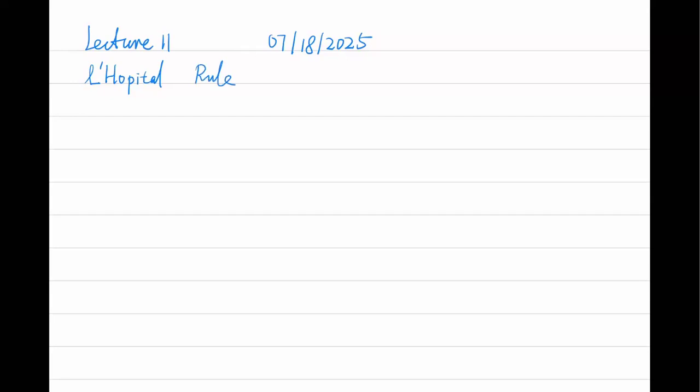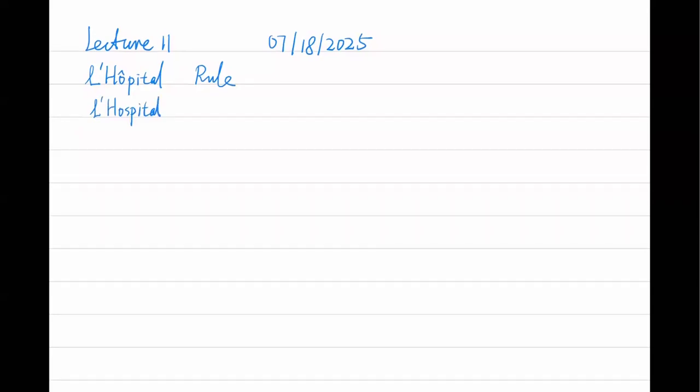Okay, Sophia, how do you pronounce this name? L'Hôpital. Okay, the L'Hôpital. So there's no S, there's no H because of French. Sometimes they use this S instead of the cap, but they read the same. L'Hôpital, not the hospital.